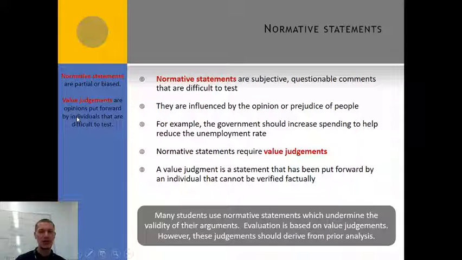So just to sum up then, to the left, normative statements are partial or biased, and value judgments are opinions that you put forward that are really untestable, an awful shade of green.